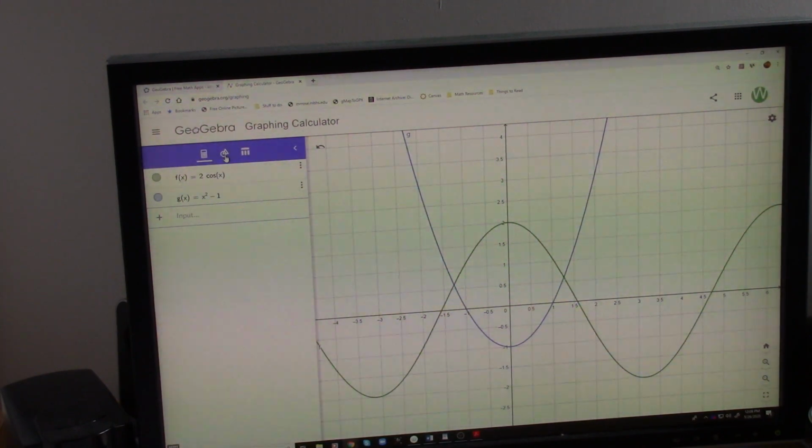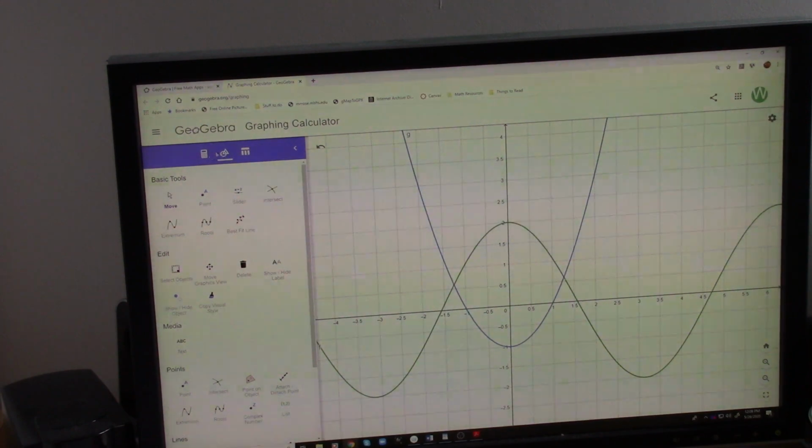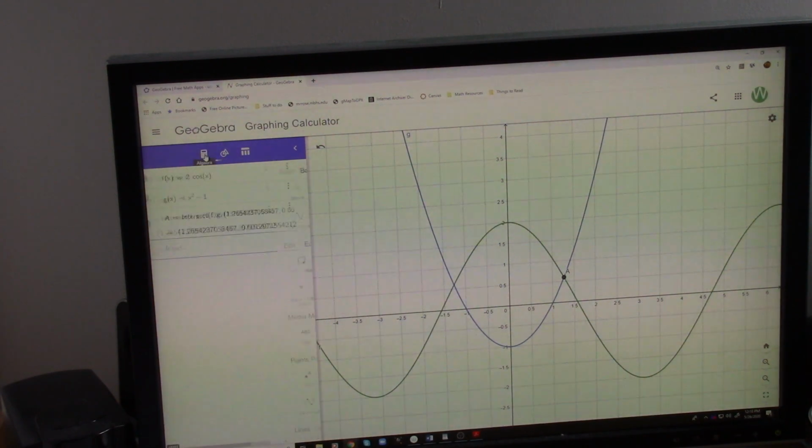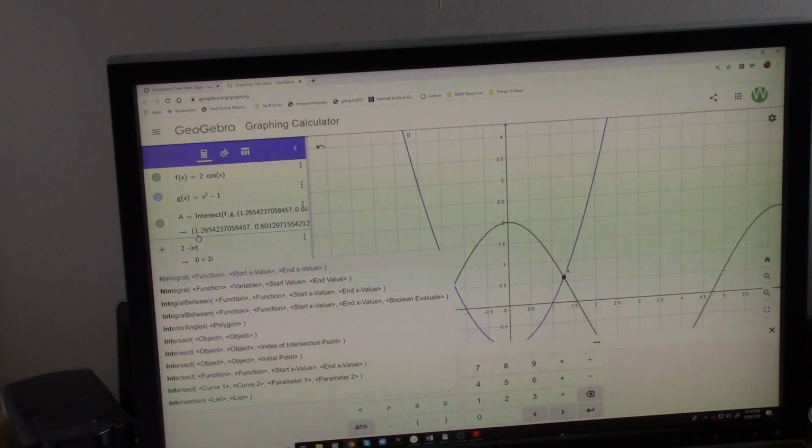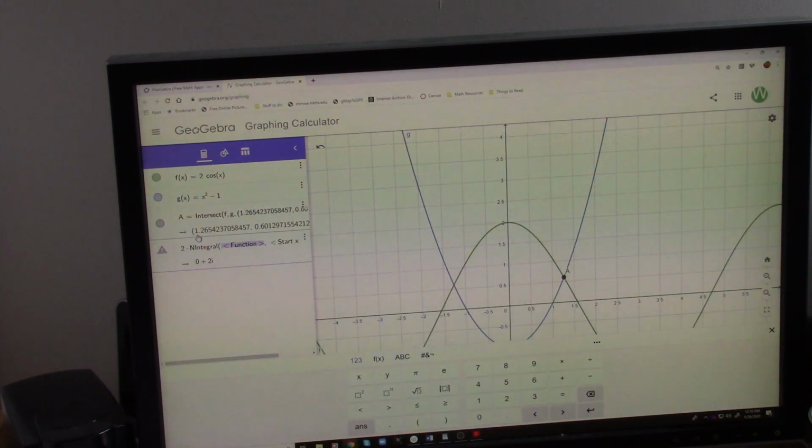So we go once again to the Geometry Tools tab. We click Intersect. Maybe this is the better way to do it. Click these two curves. Boom. It will construct the intersection of those two curves. Go back to the calculator screen. Note that it's named that point A. This is all so wonderful. 2 times, and now I want the integral of f minus g. And so you just type f minus g. This is so beautiful.